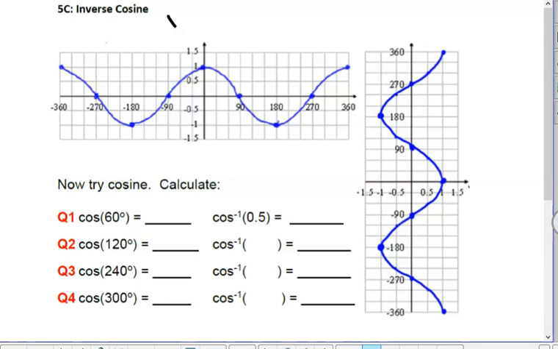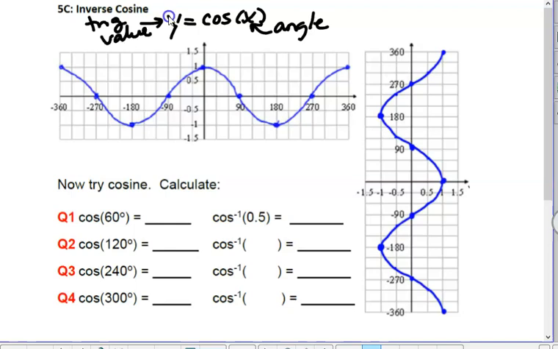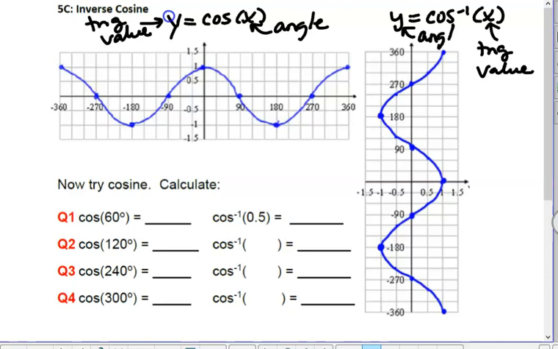Now let's look at the inverse cosine graph. So here we have y equals cosine x, where x is an angle and y is a trig value. If we look at the inverse function, y equals inverse cosine of x, now x is the trig value, and y is the angle. So they've switched places.